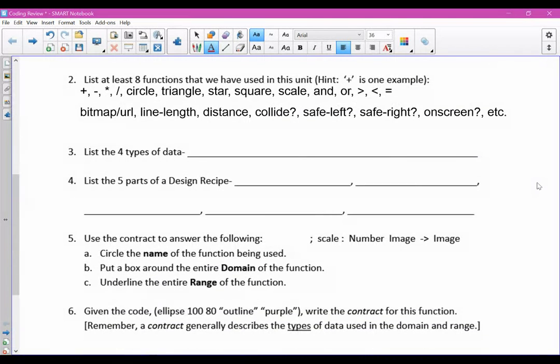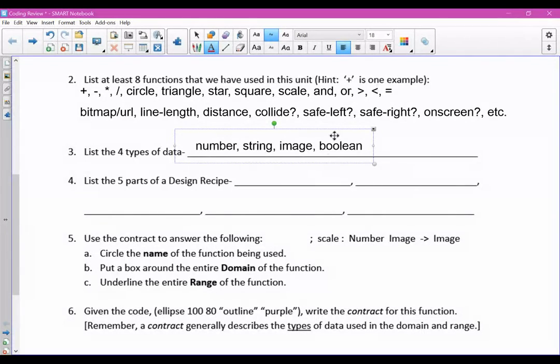Number 3, list the 4 types of data. So we talked about 4 different types of data in this unit. Okay, we had NSIB to help us remember them. So the first one was number, second one is string, third one is image, and the last one that we talked about most recently, a Boolean. So those are our 4 different types of data.